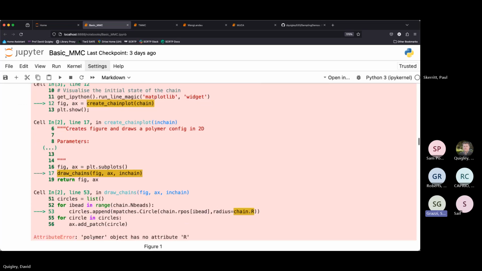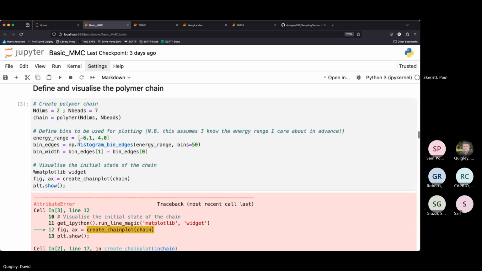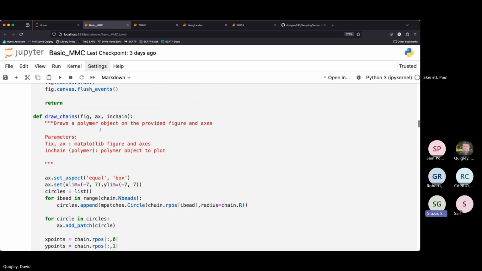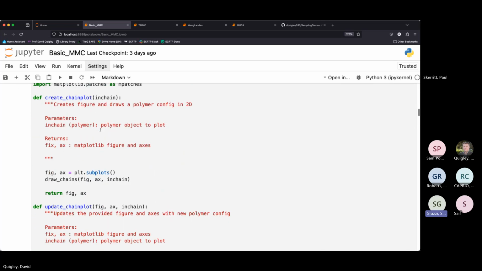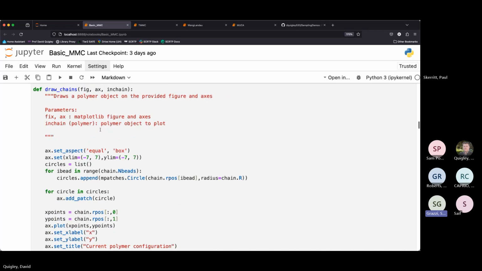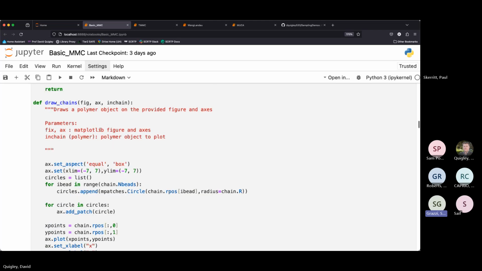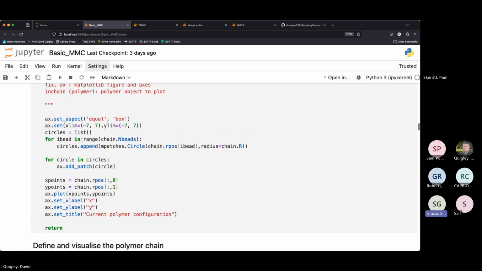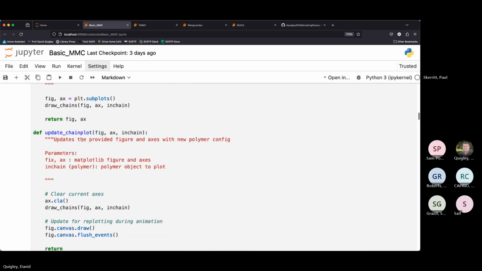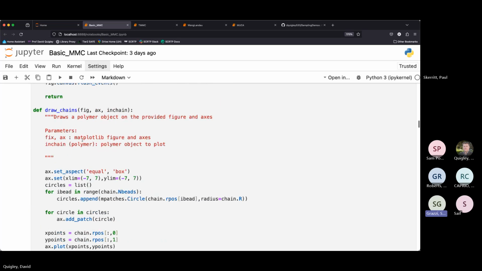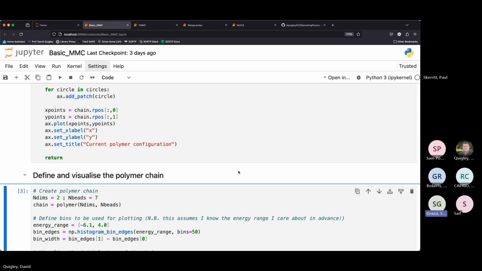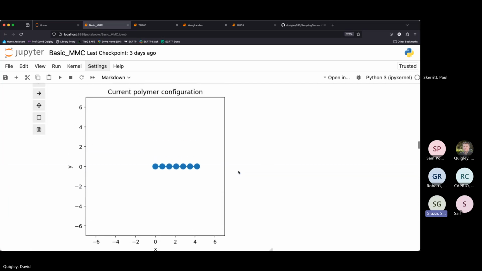Oh dear, that was bound to happen, wasn't it? Polymer object has no attribute R. Oh, I know what I've done there. It is underscore R, yes. At the last minute, I thought I'd do proper Python, and I'd put an underscore in front of things that are meant to be private to the class. So where am I using underscore R? Draw chains? Oh, yes, there we go. Thank you very much. So I just need to redefine that. That's the only time we're going to use that function, so fingers crossed it's not going to go wrong.